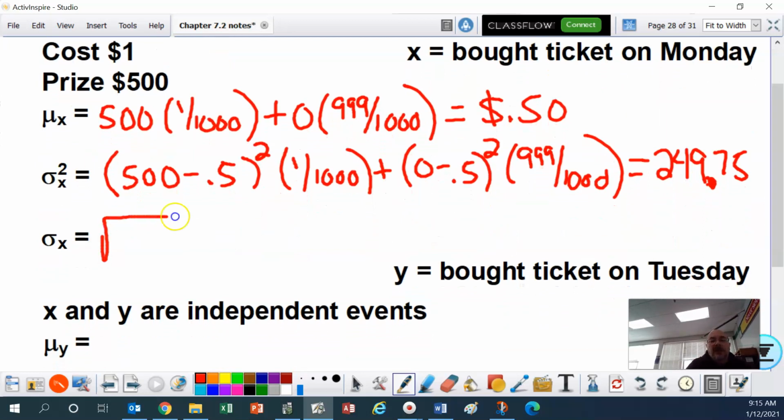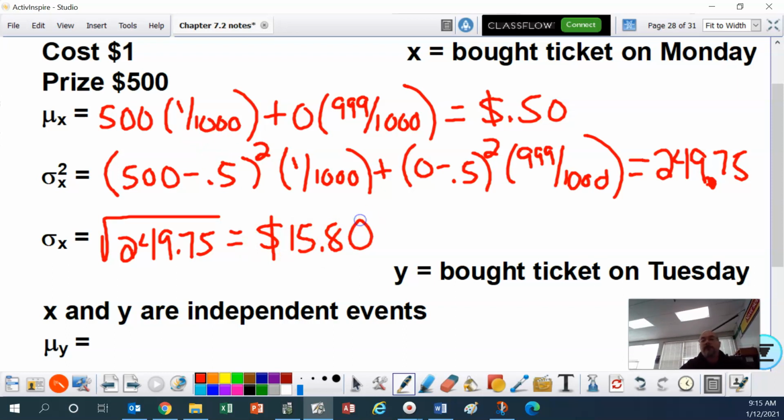So the standard deviation is the square root of that. So we get the standard deviation is $15.80. Okay, so again, to find the mean, the expected value, and then find the variance, and then we can find the standard deviation.